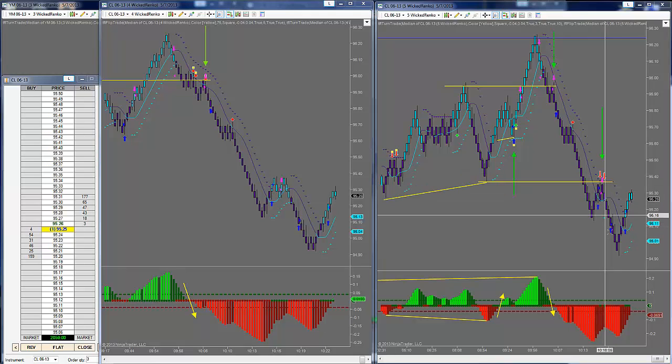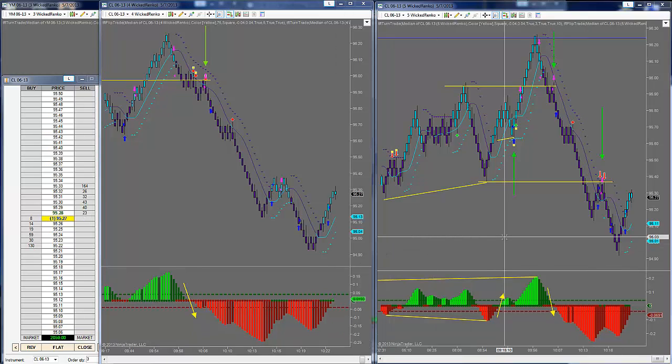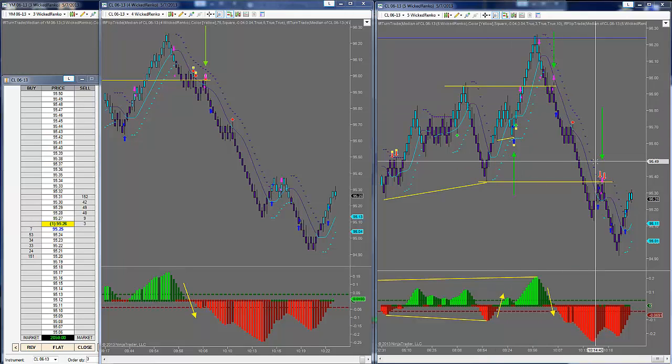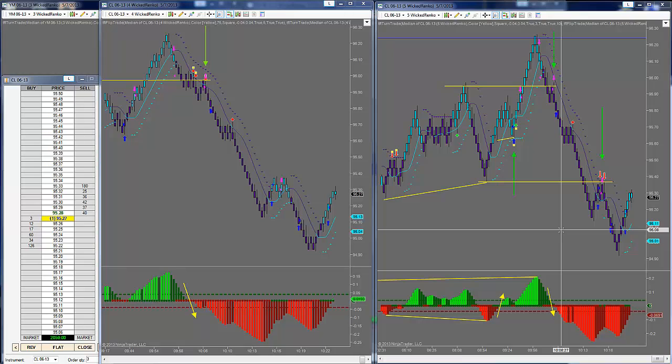I always got to say that. Off the initial and then trailed out to up here. Again, could have exited right here. So basically up over 200 ticks for the day on 3 trades, three lot trades. So I'm happy.